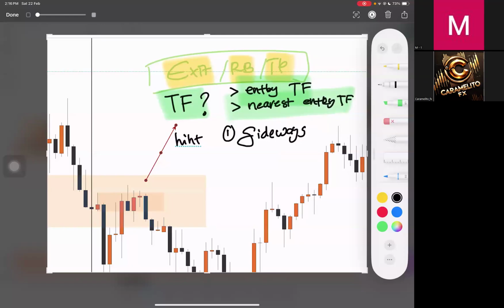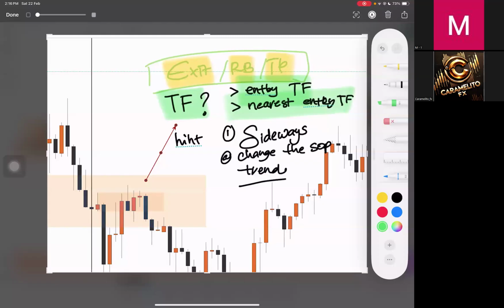Okay, price is going to start to go sideways, yes, inside your opposite engulfing zone. Second, price is going to start to change the SOP or change the trend. The hint is simple: sideways, change the SOP or change the trend. Where should I check for roadblock, take profit and exit? I have to check on my entry time frame or nearest entry time frame.